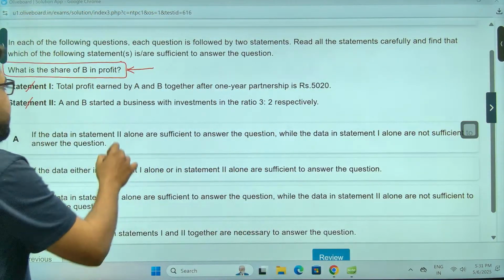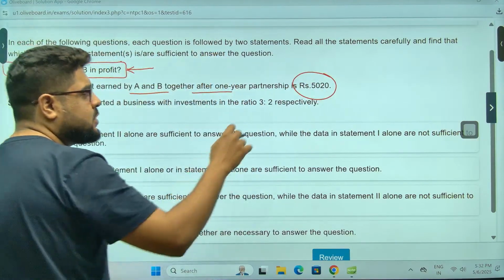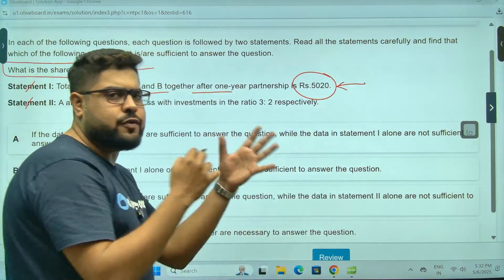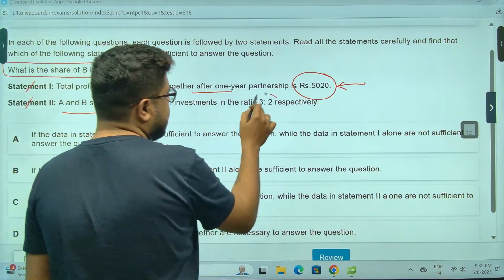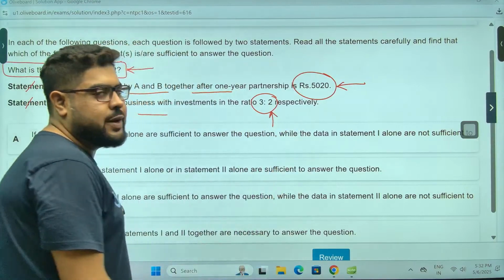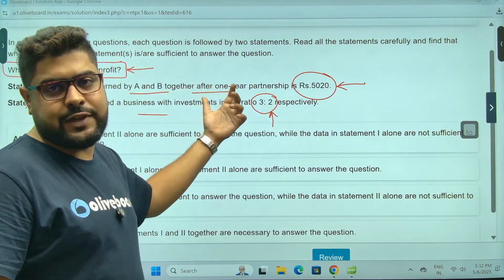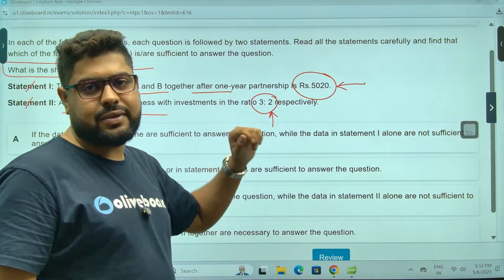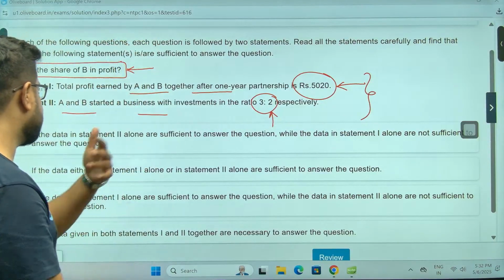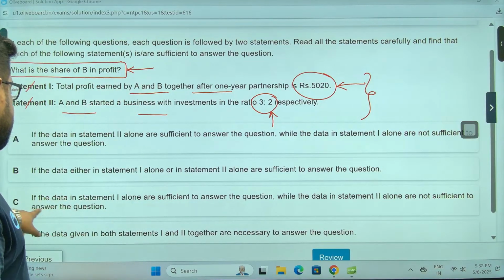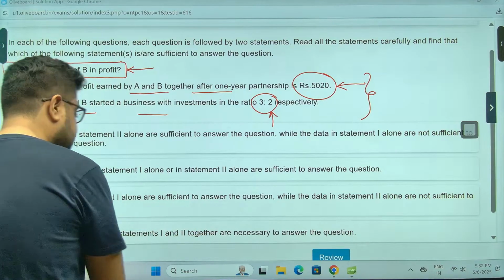Let's see. Profit earned by A and B together is this. So total profit is this. But again, this is not sufficient because I need some ratio. Second one, A and B started with this ratio. So now the ratio I know. If I only know the ratio, that also is not sufficient. I need the ratio and the total. So we need both. Check the options. Data in both statements together are necessary. That means option D is the correct answer.